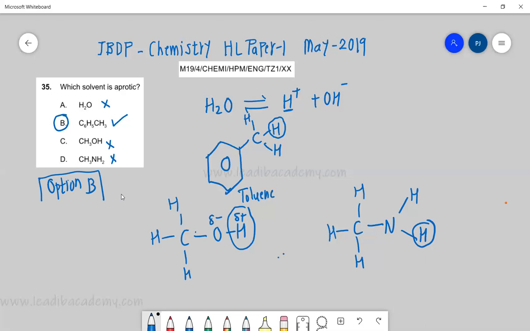So again, what is important is to first understand what is meant by aprotic, and then you should have some fairly good idea about the structure. That's important.